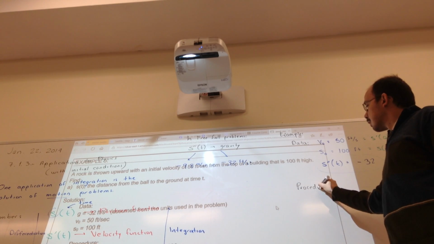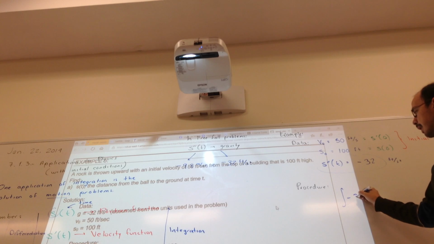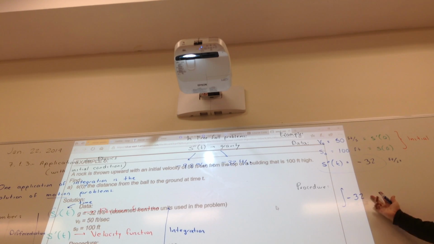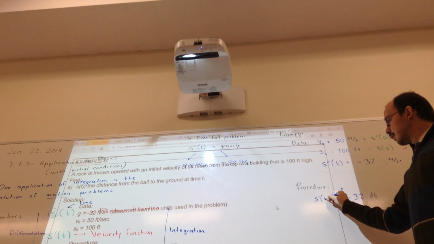We integrate. We do what we did yesterday. So the integral of minus 32 what? dt. Why dt and not ds? Because the variable is time. So be careful, because if you put ds in the exam, it's wrong. And what is that? That is going to be s prime of t.